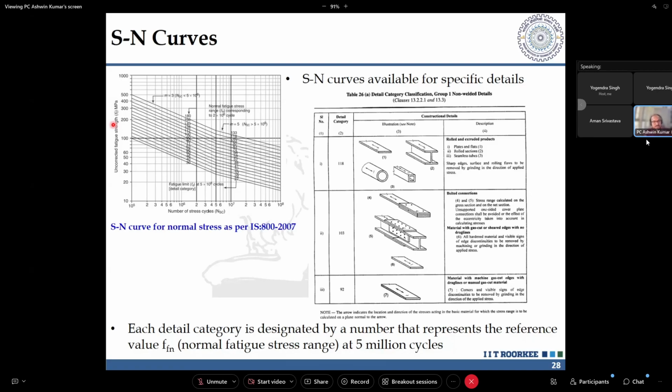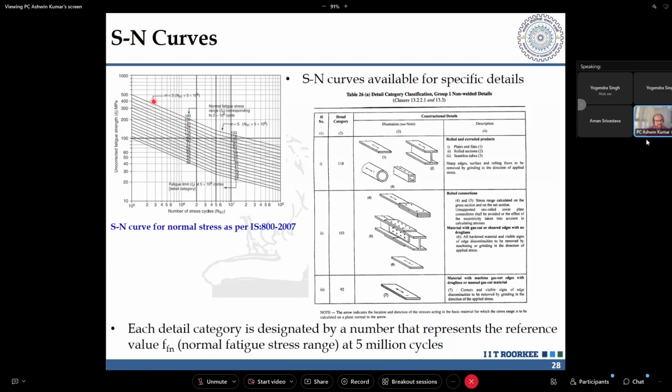So if I take a fatigue strength, on that basis I need to change or correct it based on the thickness of the plate as well as the accessibility, that is, how I can maintain that particular material. Accordingly, the fatigue strength will reduce. So you have a detail category. You have an uncorrected fatigue strength, the number of cycles on the x-axis, and this particular 5 million cycles is the point at which you see the detail category has a number associated with it.